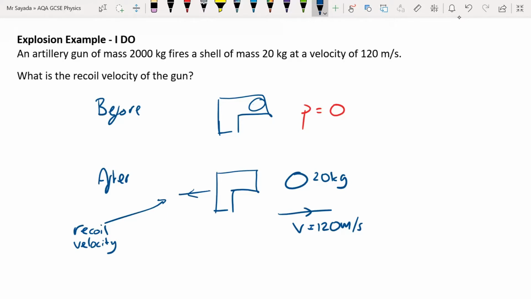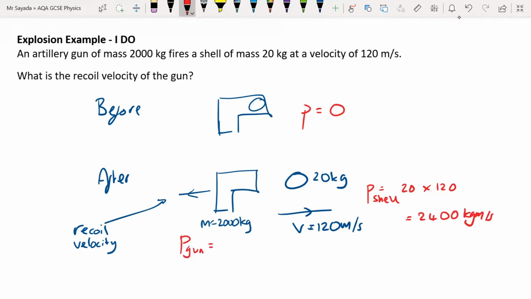So once we realize that, the situation becomes quite simple, because if the total momentum has to be 0, we just work out what the momentum of the thing moving one way is. So it'll be 20 times 120, which will be 2,400. That means the momentum of the thing going the other way must be the same, just in the opposite direction. So minus 2,400. And that means we can easily work out the velocity by doing momentum over mass, minus 2,400 over 2,000. And that leaves us with minus 1.2 meters per second.